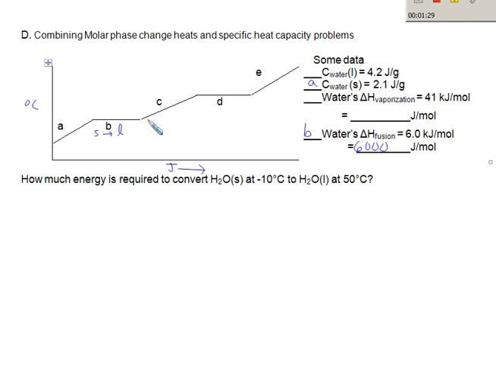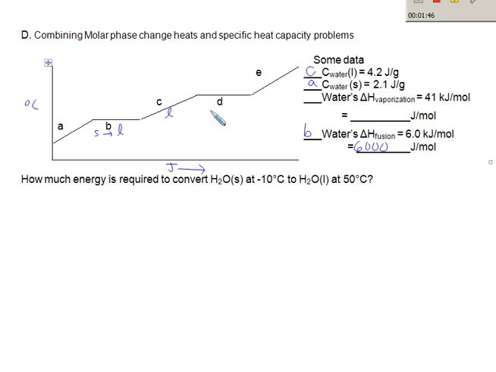The next portion that we're looking at is C. This, we are completely in the liquid phase. This region, we would be using Q equals mc delta T. So we would want the specific heat capacity of water. So this matches up to region C, right there, specific heat capacity of water.